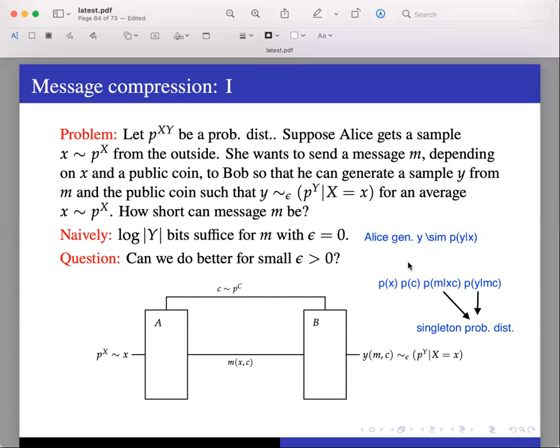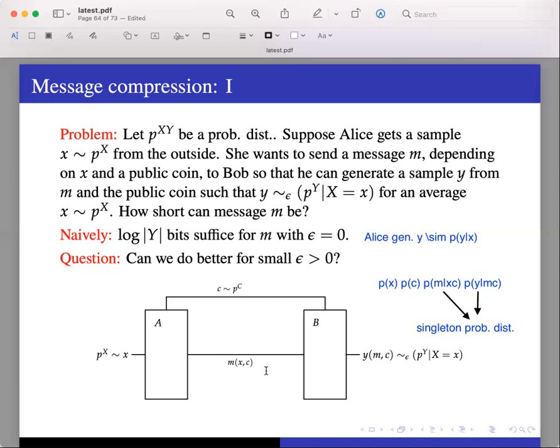This is a nice protocol. I didn't get Shantan's protocol. No, this is the correct protocol. Yeah, this is the correct one. I'm fine with this. Shantan said this is public coin, but this is actually a private coin. So Alice is given X and she just generates a sample Y from this distribution and transmits the sample. But this will require log Y bits. So this is the message in the naive protocol.